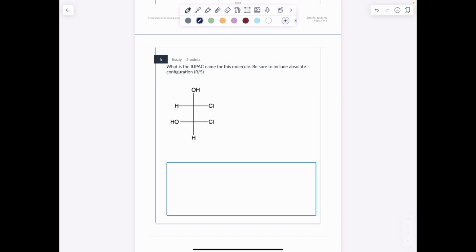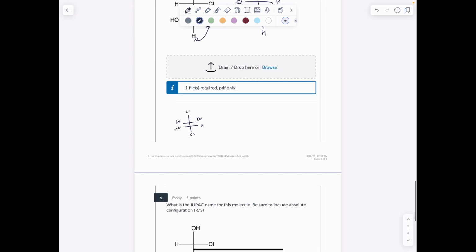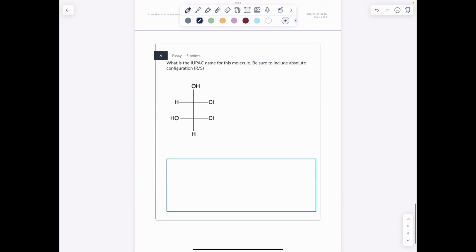Next, write the IUPAC name for this molecule. Be sure to include absolute configuration. So again, we are naming this. I see 2 carbons, so that's step 1, find the parent chain. That should be ethane because it's 2 carbons.